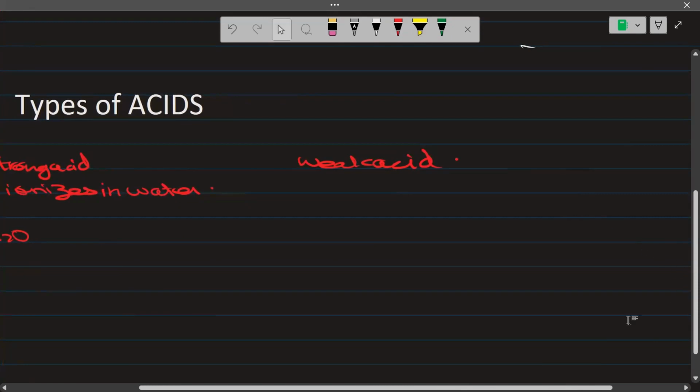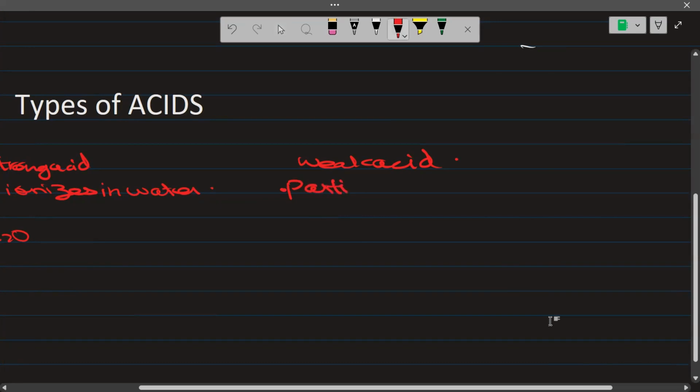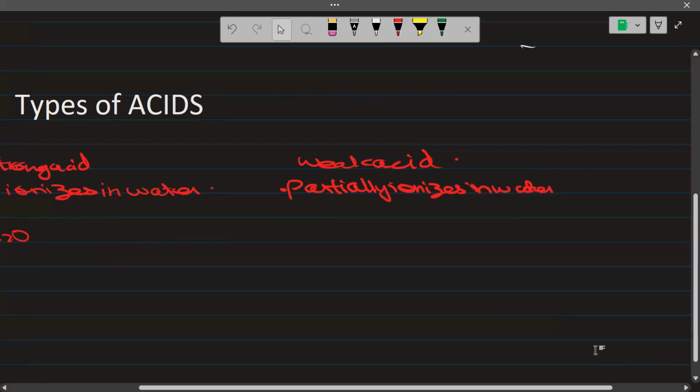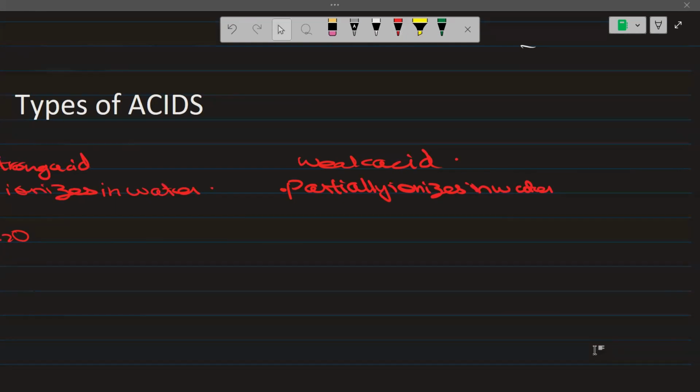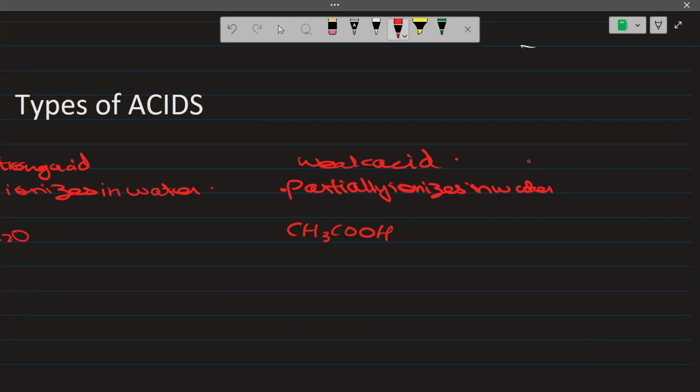And how can you define a weak acid? A weak acid can be defined as one that does not completely ionize; it partially ionizes in water. Okay, that's the definition of a weak acid, and its example is ethanoic acid. Its formula is CH3COOH.